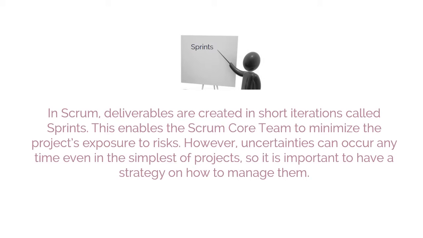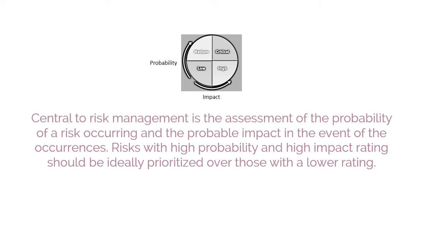Risk management in Scrum. In Scrum, deliverables are created in short iterations called sprints. This enables the Scrum core team to minimize the project's exposure to risks. However, uncertainties can occur anytime, even in the simplest of projects, so it is important to have a strategy on how to manage them. Central to risk management is the assessment of the probability of a risk occurring and the probable impact in the event of the occurrence.